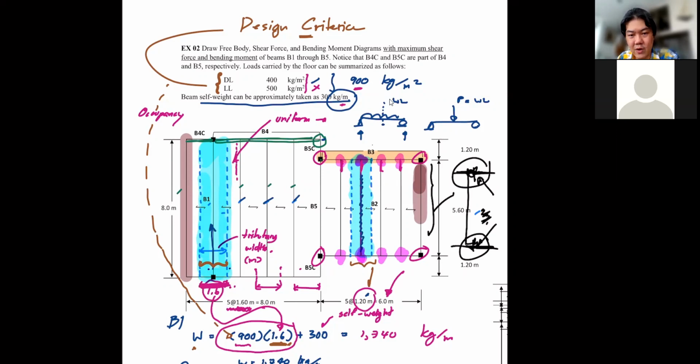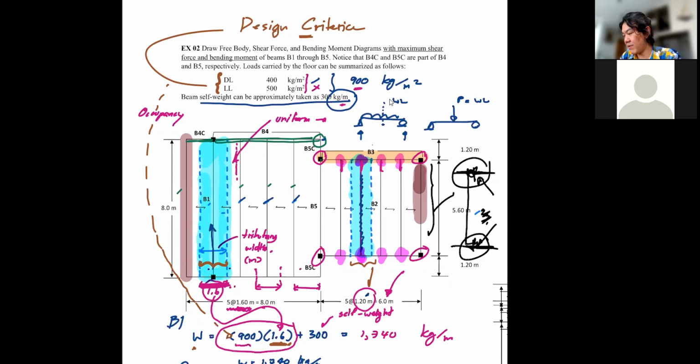And you look further, what would give the supports for B2? Because from the plan, apparently we don't have any columns to support B2. So when you don't have columns, you need to have beams. So B3 would have to act as support for B2. Okay, any question?